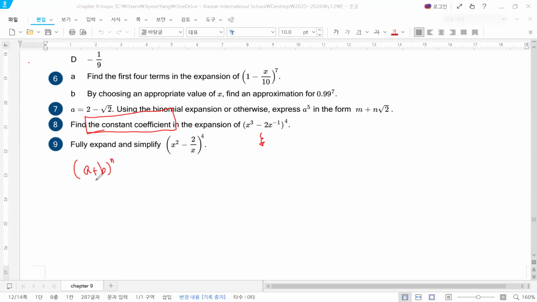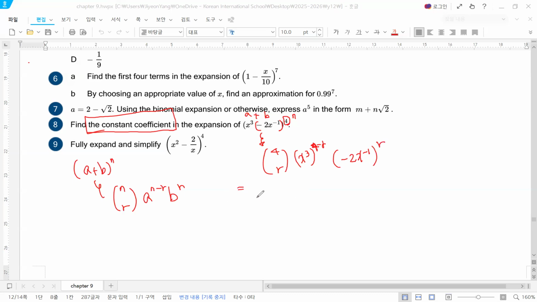The general term of this binomial expansion is nCr, a to the power of n minus r and b to the power of r. So this one is a, this one is b, and this one is n. So 4Cr, x cubed to the power of n minus r, which is 4 minus r, and then negative 2x to the power of negative 1, to the power of r.